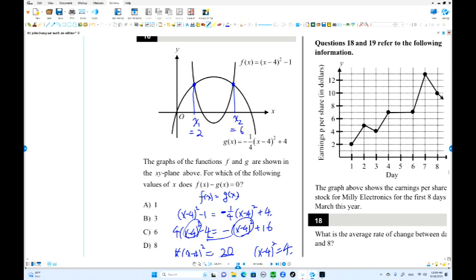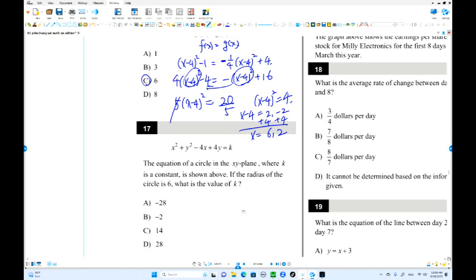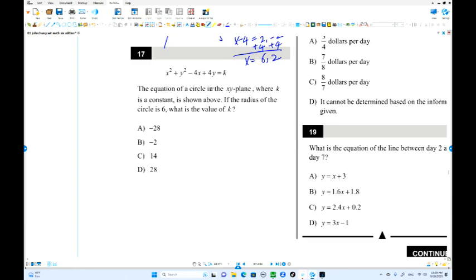So which of the following equals one of these numbers, 2 or 6? 6 here, right? These numbers are equal to the y coordinate. Number 17. The equation of a circle, where k is a constant, if the radius of the circle is 6. Radius is 6. R equals 6.